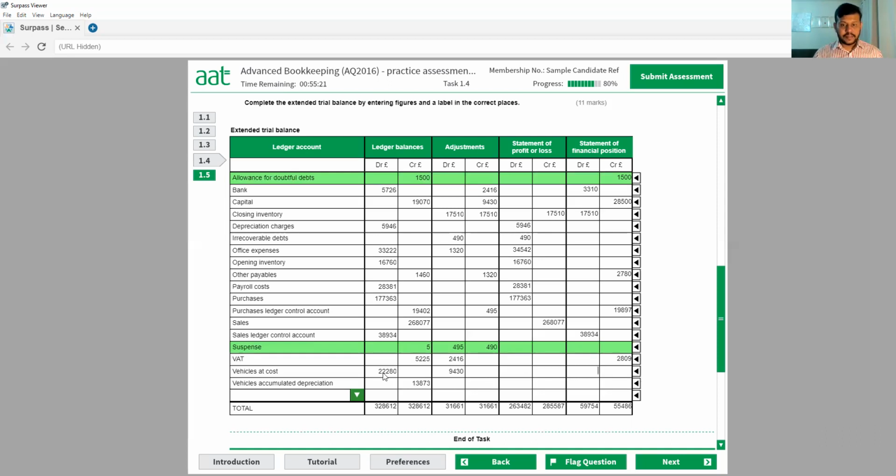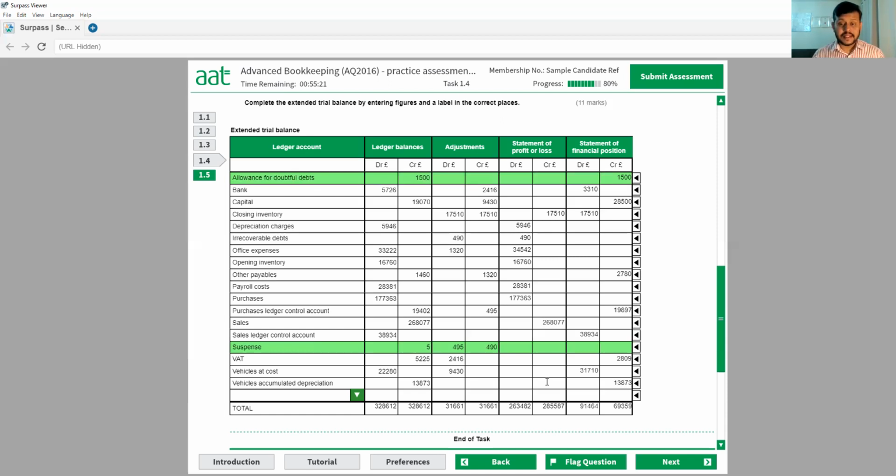Then you have a vehicle cost. This is our asset. So we can see debit and debit both, 22,280 plus 9,430. So you have to add these two because both are debit. And this is our asset, belongs to SOFP, statement of financial position. 31,710. And the last one, vehicle accumulated depreciation. This is a credit on the SOFP. All right, that is 13,873.